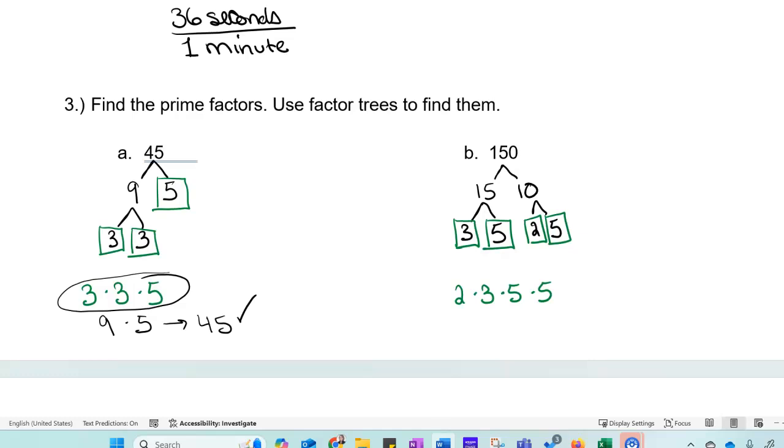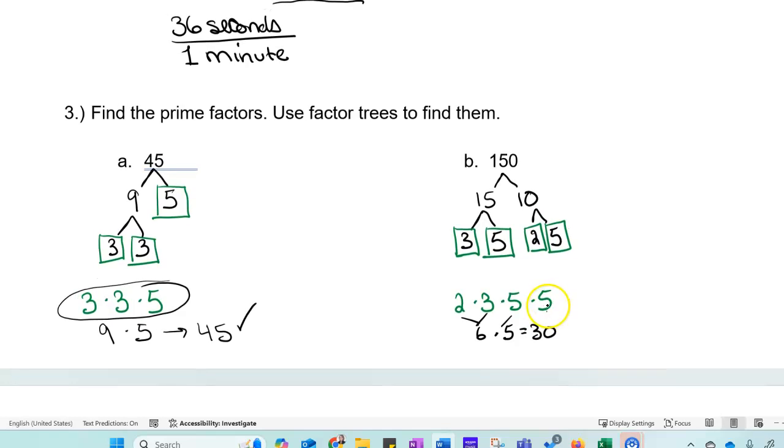Okay, so I'm going to go ahead and check this. So 2 times 3 is 6, times 5 is 30, times 5 is 150, which gets me back to my original. So that confirms that the 2 times 3 times 5 times 5 is absolutely correct.